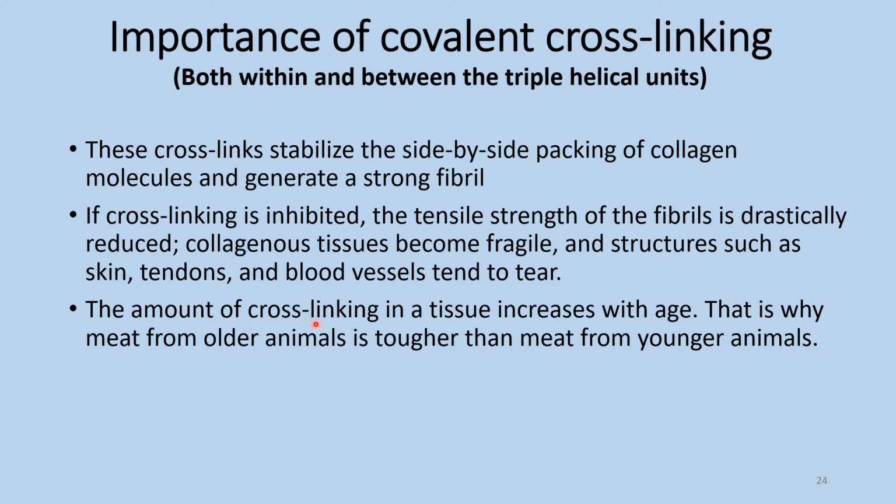The amount of cross-linking in the tissue increases with age, both in humans and animals, and that is the reason meat from older animals is tougher than meat from younger animals.